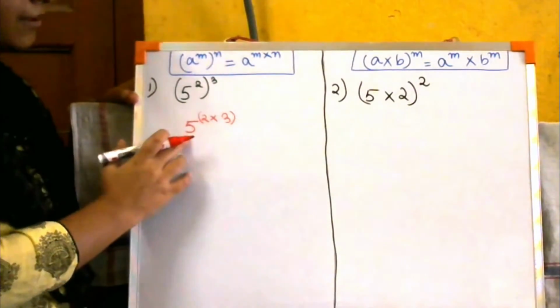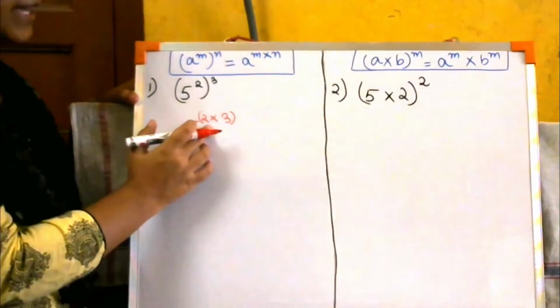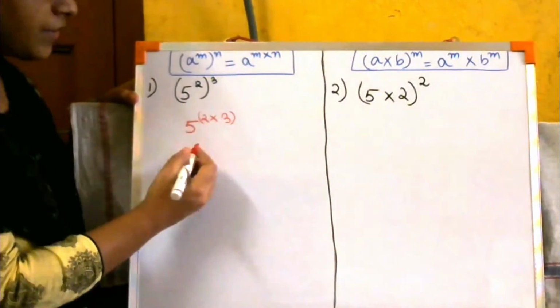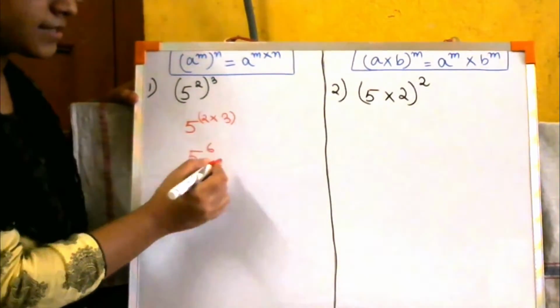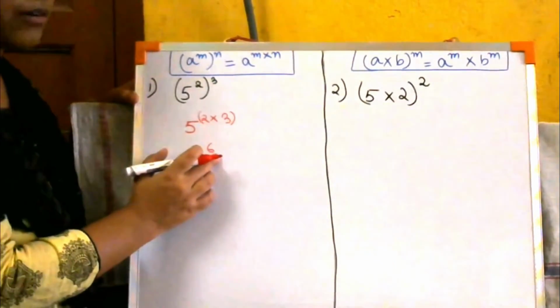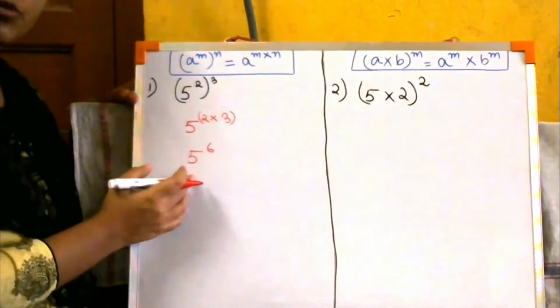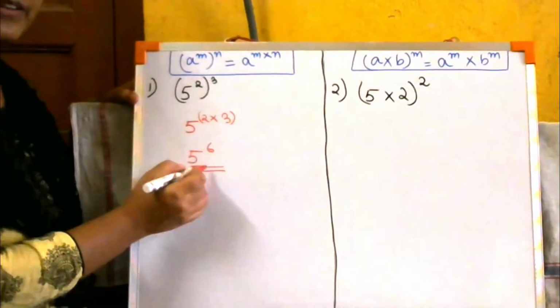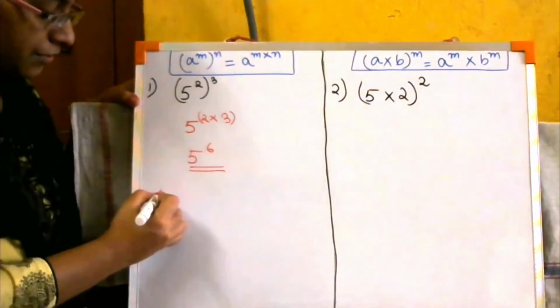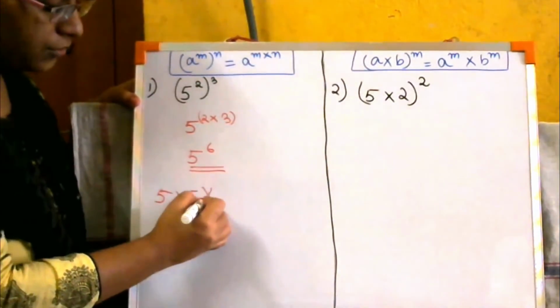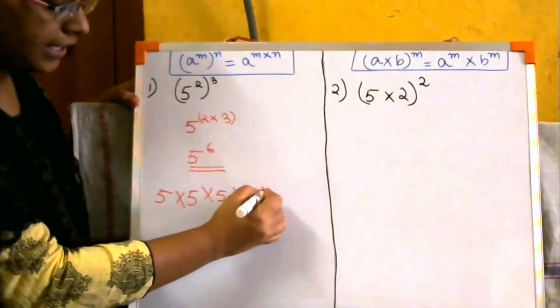Clear? So 5, what are we doing with the power? We are multiplying them. 2 into 3. So when we multiply the powers, 2 3s are 6. Okay? So 5 to the power 6. So what does this line mean? 5 to the power 6 मतलब 5 कितना बार है? 6, 6 बार. So 5 into 5 into 5 into 5 into 5.